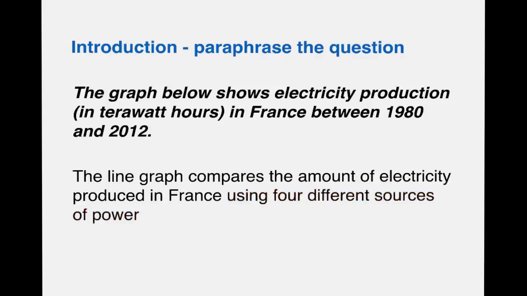And finally, we need to get the dates between 1980 and 2012. A nice way to change that is talking about the length of the period, over a period of 32 years. The full introduction is finished then. The line graph compares the amount of electricity produced in France using 4 different sources of power over a period of 32 years. Now we can move on to paragraph 2, the overview.